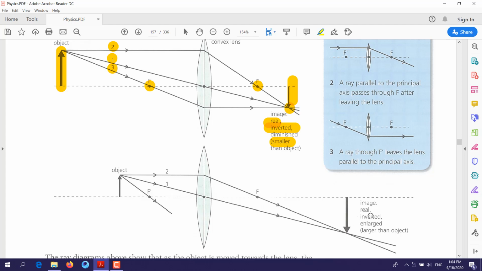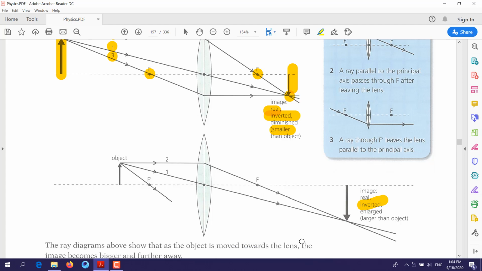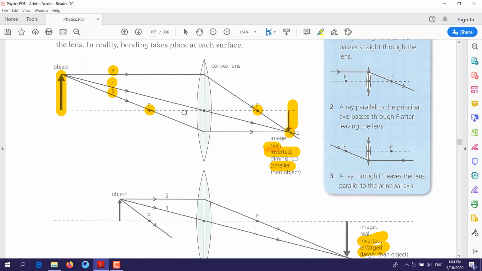Look at the image. Still the image is real and inverted. But what is the difference here? It's enlarged. The image here is larger, it's bigger than the object. So I will come back to this question when I said maybe you will say, Mr., why we will not draw this line, for example, here or here? If you will change the position of the line, what will happen? The size of the image will change.